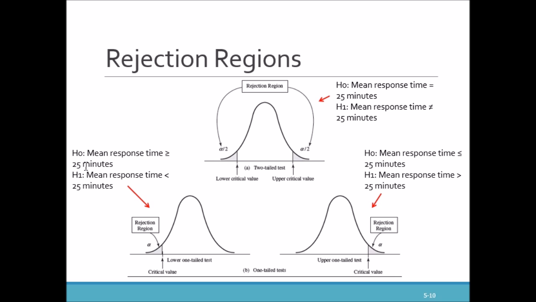If our null hypothesis is mean response time is greater than or equal to 25 minutes, then our rejection region is going to be on the left tail of the distribution as seen here. If our null hypothesis is mean response time is less than or equal to 25 minutes, then we are going to have our rejection region, or I mean our alternative hypothesis area, mean response time greater than 25 minutes, on the right side of our normal distribution, our bell curve.